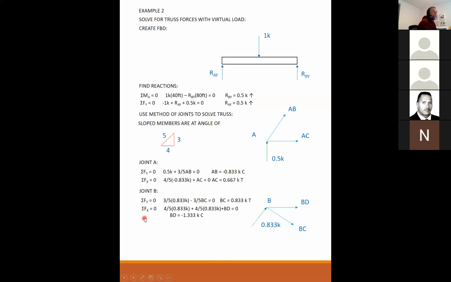Sum my forces in the X. I have, again, this vector here, 4/5 is a horizontal component, plus 4/5 of BC, that's positive because it's going in the same direction to the right, plus BD is going to the right, is equal to 0. Add these two together, BD is equal to minus 1.33 kips in compression. Any questions so far?